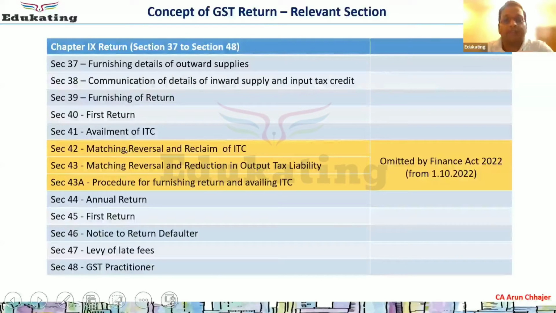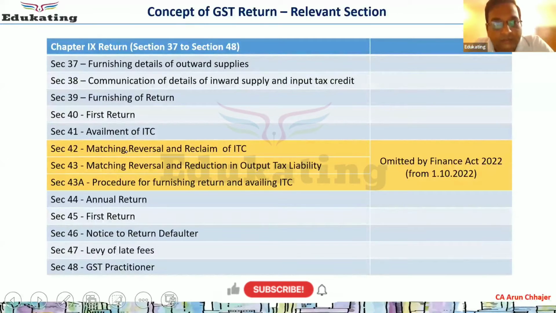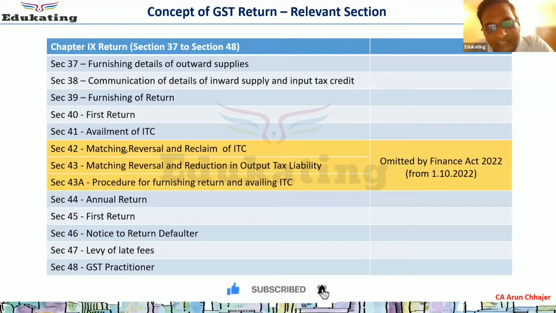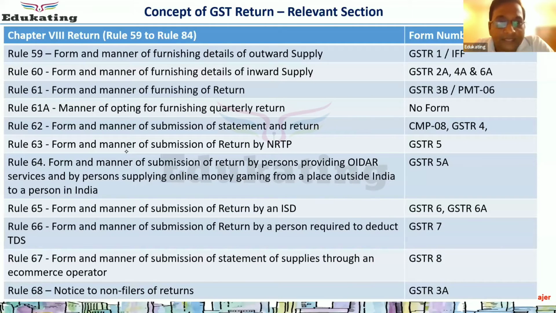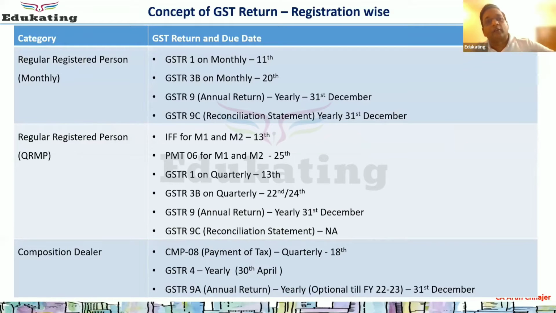Now, we all know that there are multiple GST returns, Chapter 9, Section 37 to Section 48, where certain sections like 37, 38, 39 have been omitted by the Finance Act 2022. Similarly, there are various rules like GSTR1, Rule 59, IFF, Rule 60 is basically on the GSTR2A, 4A, 6A. So multiple rules are there. So if I will talk about the returns applicable according to the category of registration.